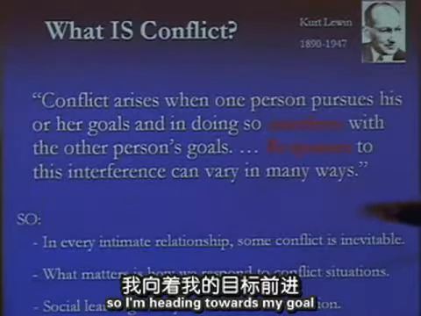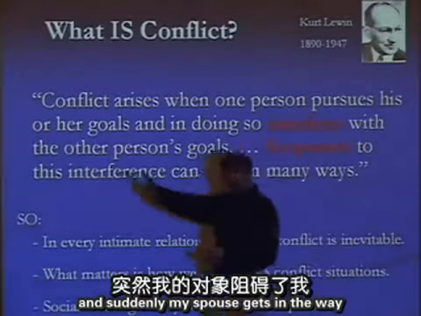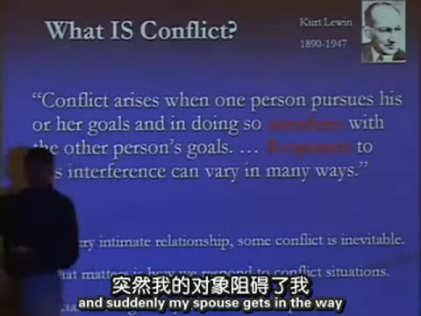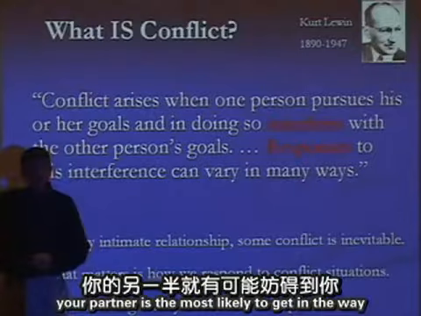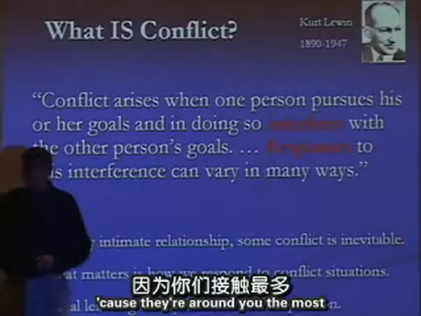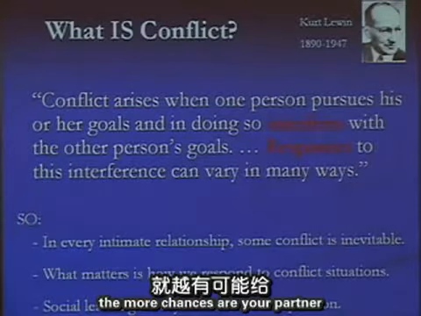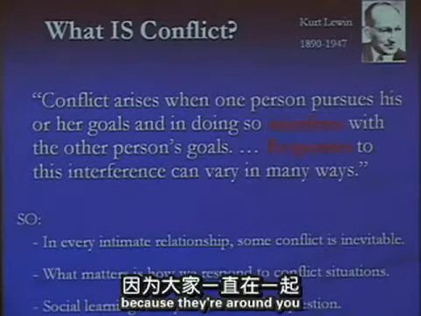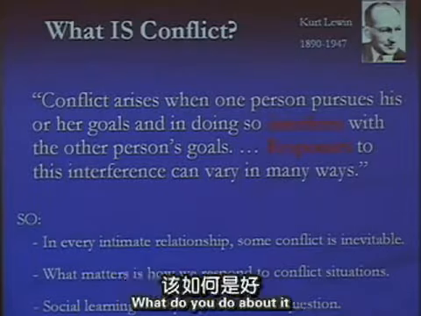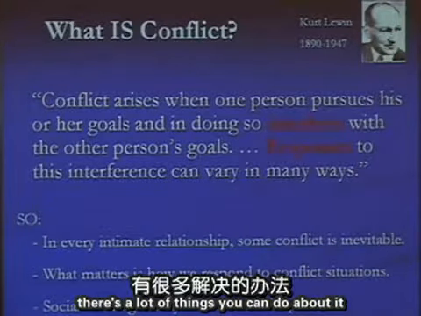So I'm heading towards my goal, and suddenly my spouse gets in the way. Well, of all the people on the planet, your partner is the most likely to get in the way because they're around you the most. So the more interdependent you are, the more it is that your partner will be the one getting in the way because they're around you. Now, what do you do about it? Well, you can imagine there's lots of things you can do about it.